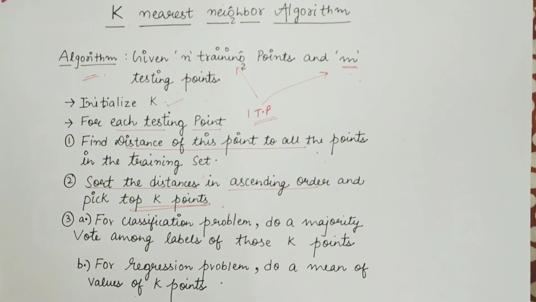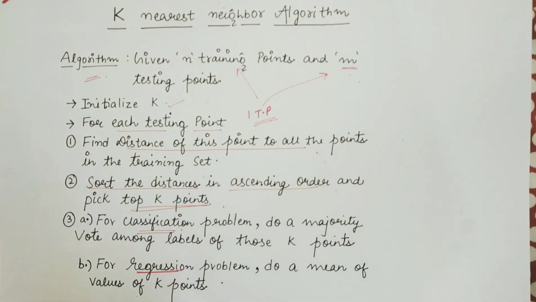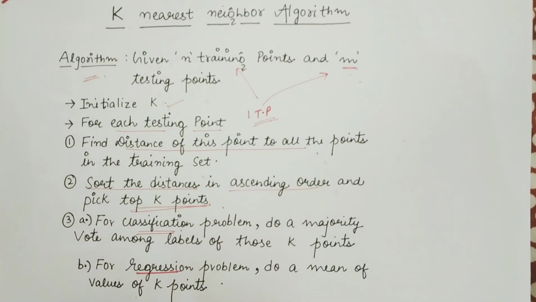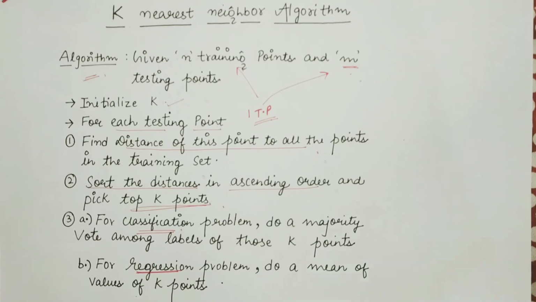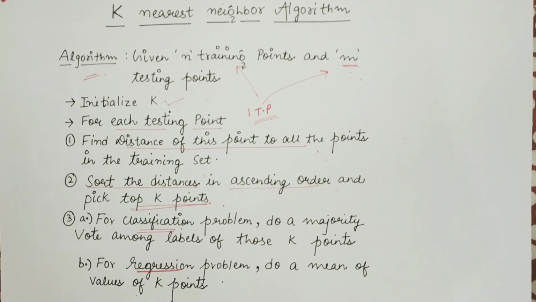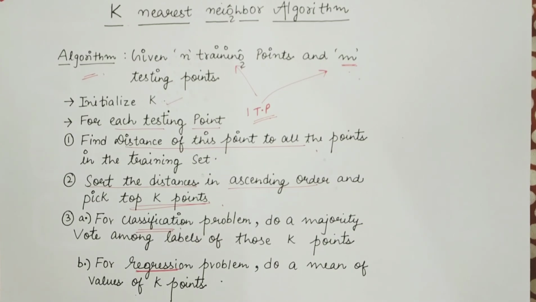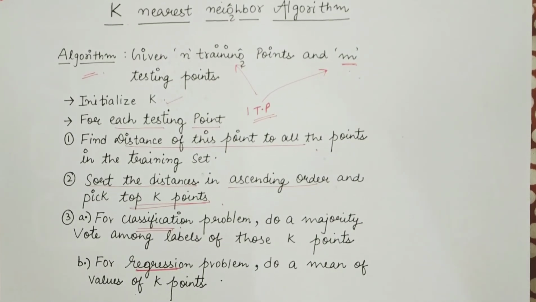Now, depending on the type of task that we have in hand, that is whether we are using this algorithm for the classification problem or for the regression problem, we'll move forward with 3A or 3B. If it is a classification problem, we'll do a majority vote of the labels among the top k points that we have picked. For example, we'll see what are the labels of those top k points and do a majority vote. And if it is a regression problem, we'll take a mean of the values of all those k points. Now, this is the complete algorithm of KNN. We will take up a small example and see how it works.